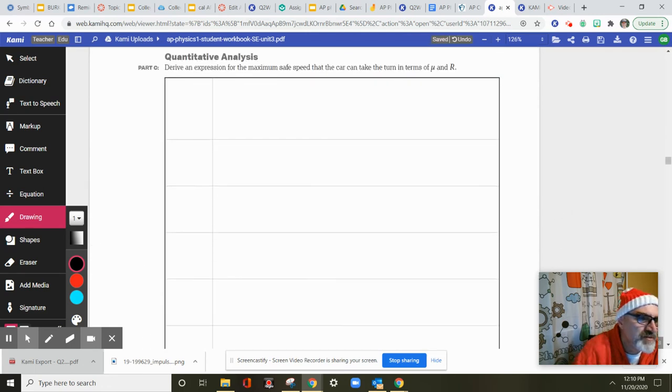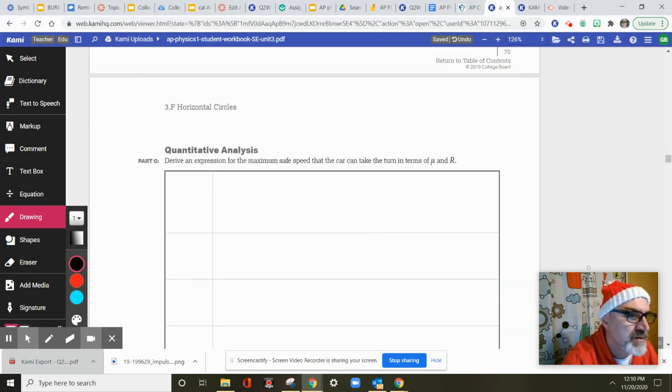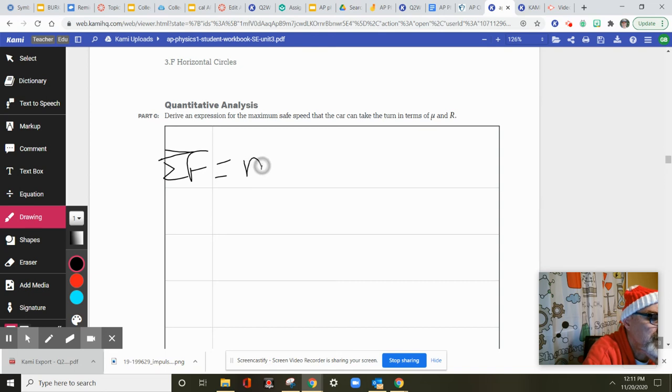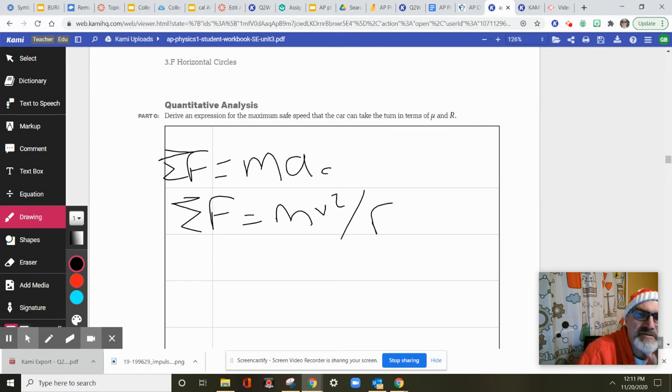All right, derive an expression for the maximum safe speed that the car can take in terms of mu and r. All right, so the net force is equal to mass times the acceleration. It's going in a circle, so the acceleration is centripetal acceleration. That means the net force is equal to m v squared over r, because the centripetal acceleration is v squared over r. The frictional force is the net force. It's causing the whole thing to happen.